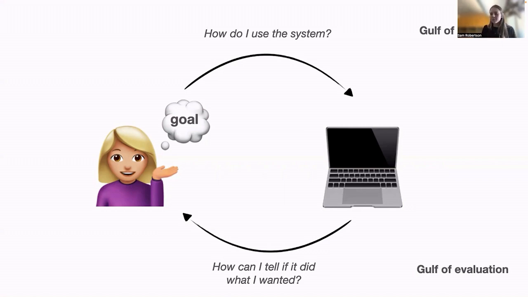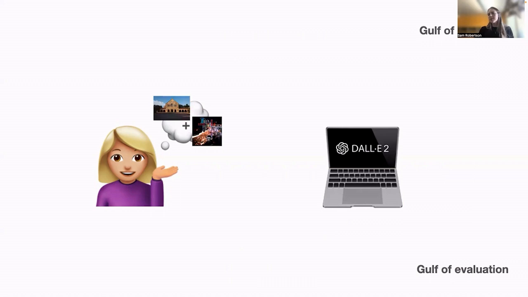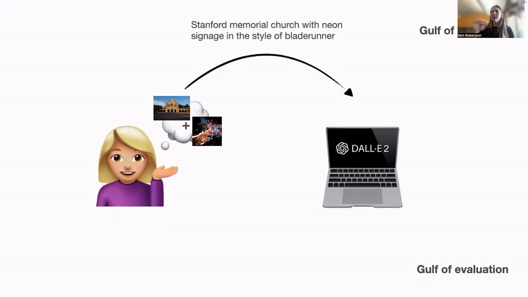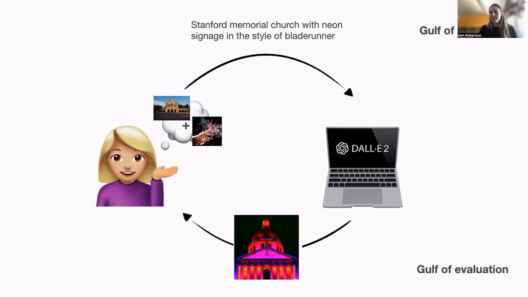And then the second one is the gulf of evaluation, or how do we evaluate the system's outputs and compare that to our goals? To understand these concepts a little bit better, let's go back to the examples that I started with. So the first one, we were trying to use an image generation system to generate an image of Stanford Memorial Church in the style of Blade Runner. And so DALL-E, we were using DALL-E here, has a natural language interface. So we express our goal in natural language. We say Stanford Memorial Church with neon signage in the style of Blade Runner. And then the system gives us back an image. That's the output format here.